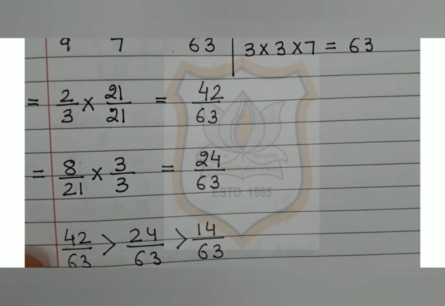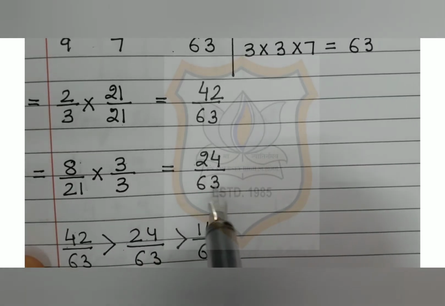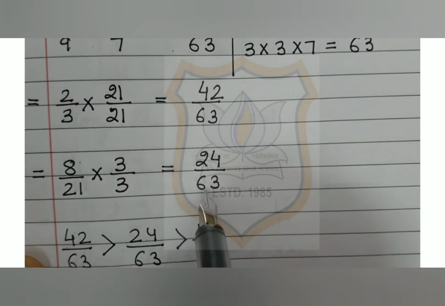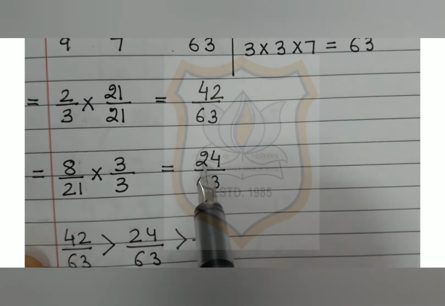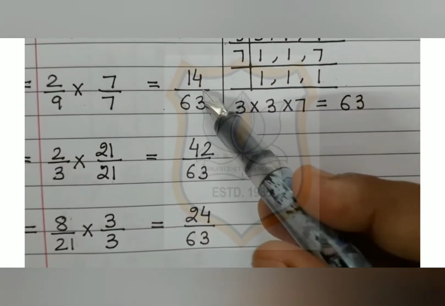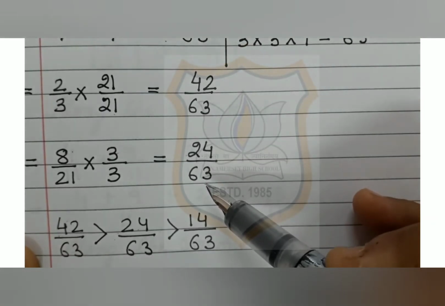Now third fraction is 8 upon 21. Now 21 is multiplied by what? So that the answer will become 63. 21 is multiplied by 3. 21 3s are 63. So 8 is also multiplied by 3. 8 3s are 24. Now our fractions are 14 upon 63, 42 upon 63 and 24 upon 63.